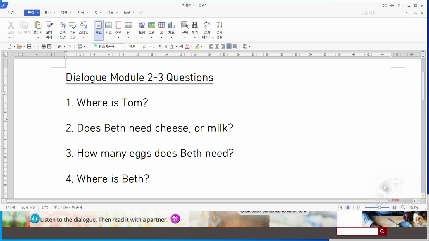Number 3, how many eggs does Beth need? Okay, it's a bit difficult, that's fine, but see if you can get the answer. How many eggs does Beth need? Number 4, where is Beth? Okay, so earlier we asked where is Tom. Now we're just going to find out where is Beth. So I'll leave these 4 questions on the screen, and you can answer the questions as we listen a second time.